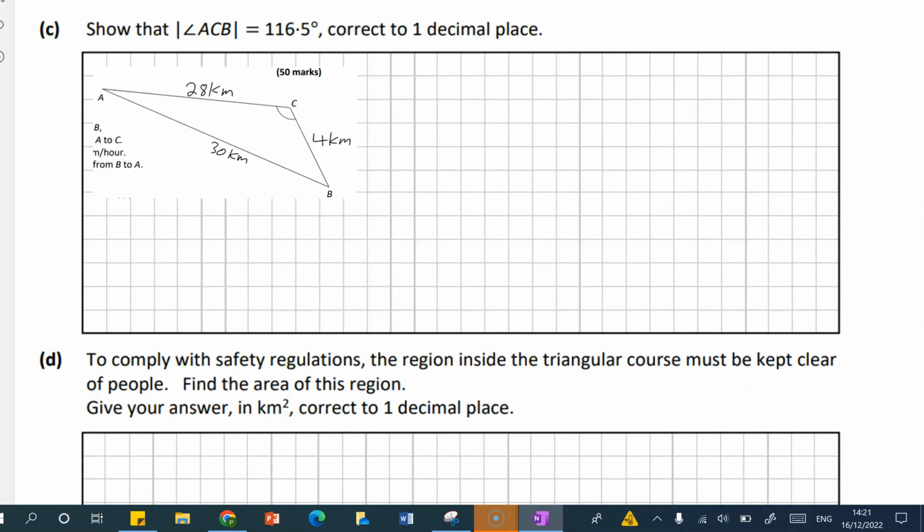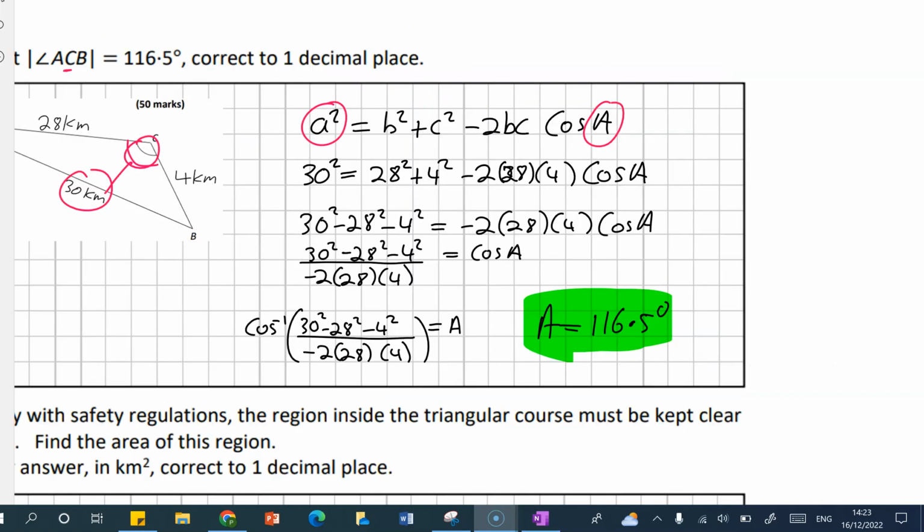I need to show the angle ACB is 116.5. C is the center letter. This is the angle they're talking about. It's not a right angle triangle, so it's sine rule or cosine rule, and cosine rule is the only one we can use here. Remember with cosine rule that whatever side you start with, you must have the corresponding angle at the end. Seeing as this is the angle we want, we must begin with this side here. Filling into the formula, rearranging and solving, we do indeed get an angle of 116.5 degrees.